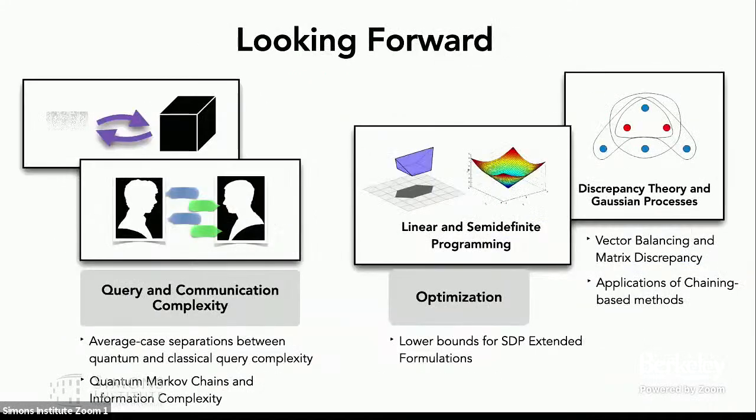So let me end with some thoughts on looking forward. Of course, there are some very interesting questions in these areas about understanding average case separations between quantum and classical query complexities, and improving quantum communication lower bounds by quantum information theory. I'm very interested in improving lower bounds for semi-definite programs for solving computer science problems. And of course, discrepancy theory. There are many beautiful questions that I've worked on. I don't have time to talk about that.